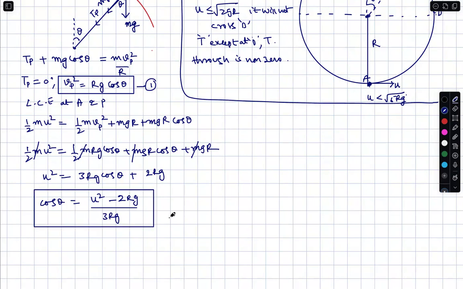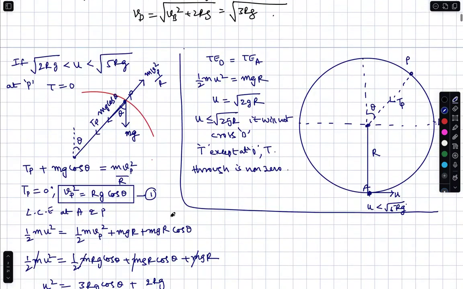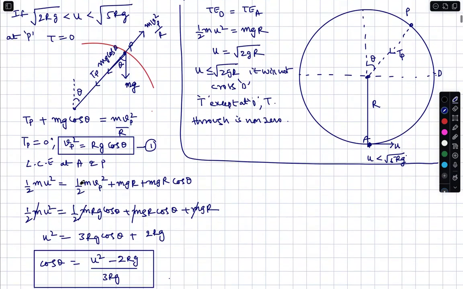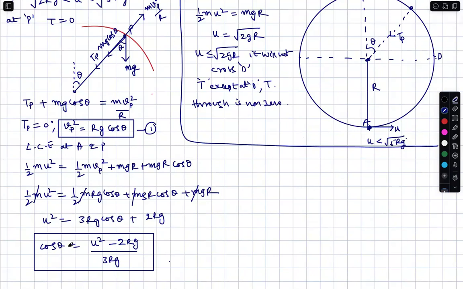Okay, just please go through what I have done. At this point, I've identified the condition for tension 0. To make this tension 0, this is the speed required. Now, applying the law of conservation of energy, I've determined cos theta. You know, I can find anything now. The only point that should be stored in your mind is the base, the starting point: u square minus 2Rg by 3Rg.